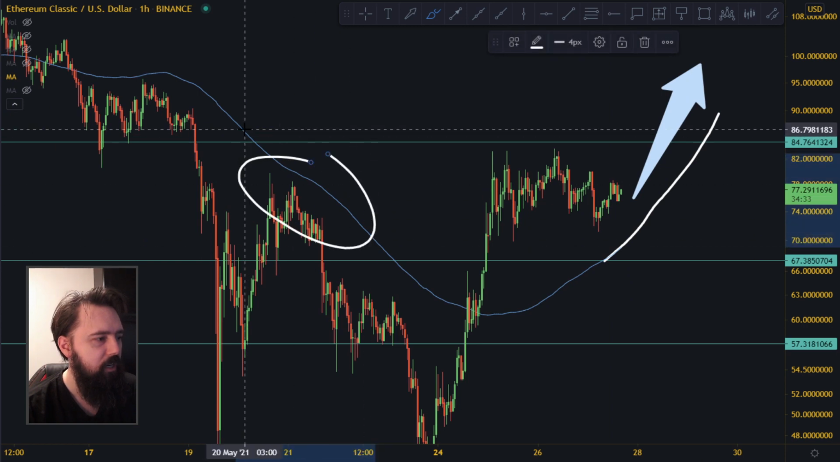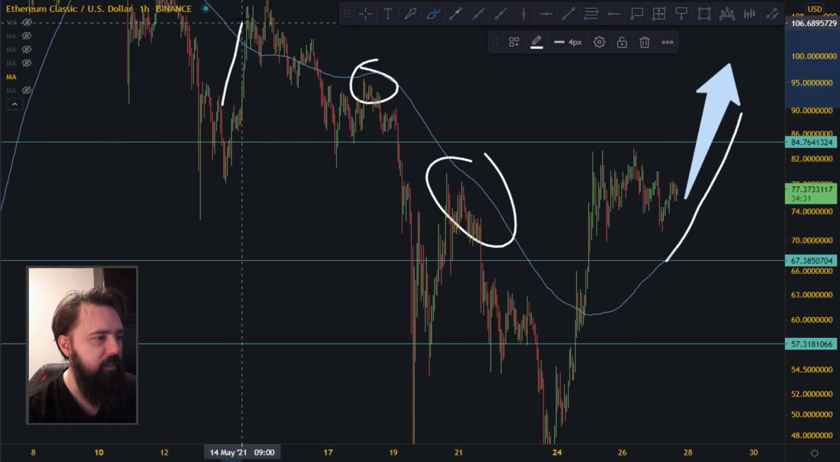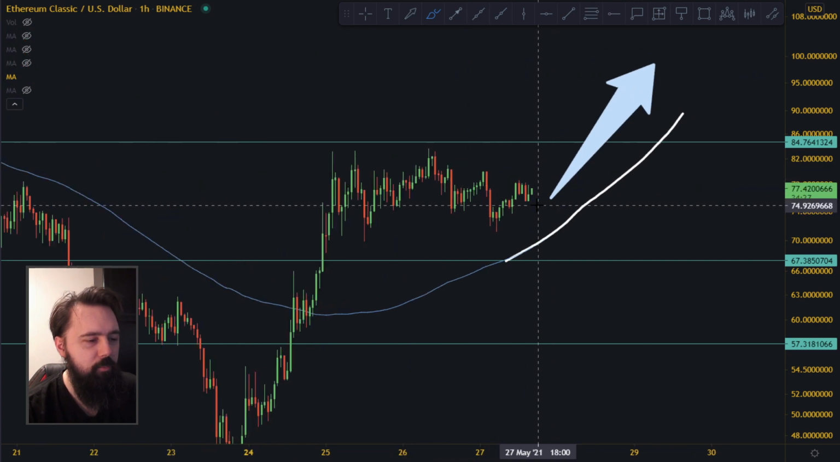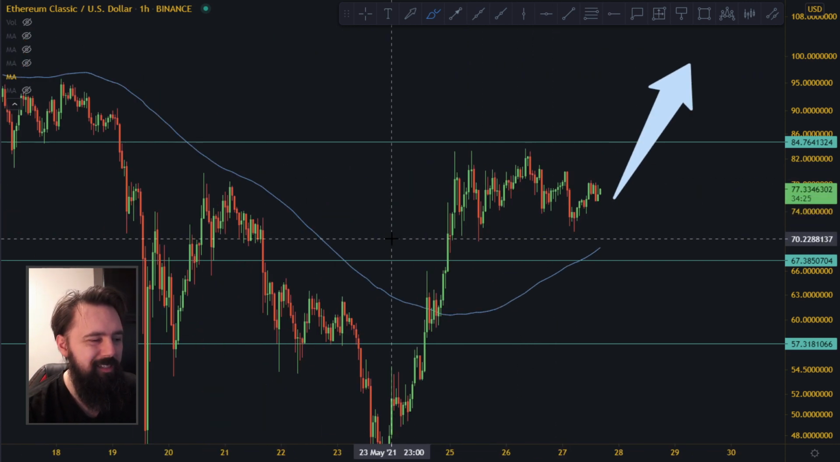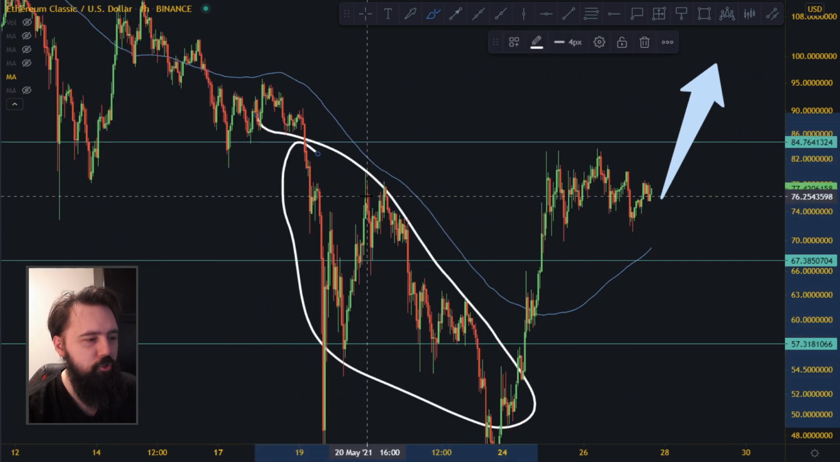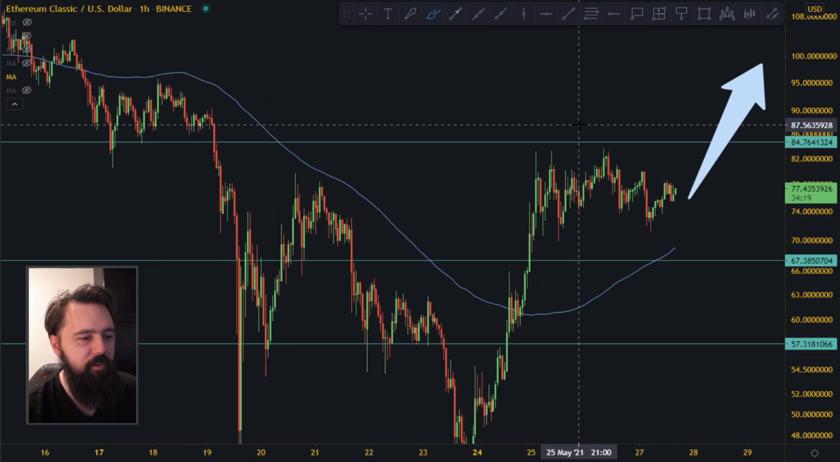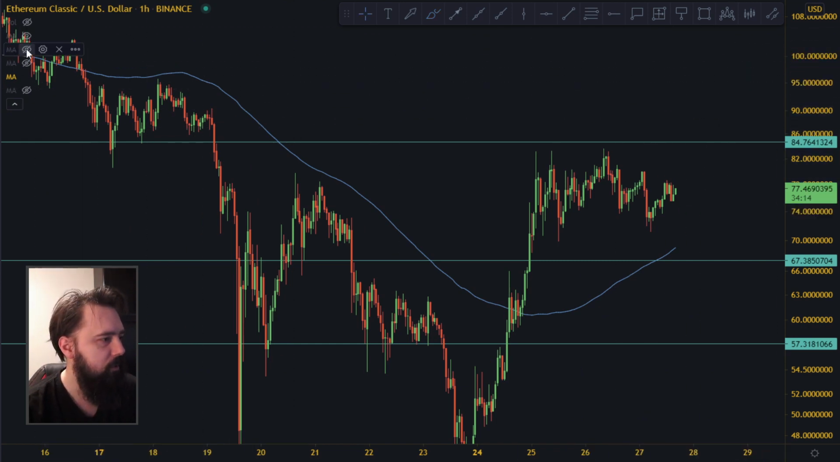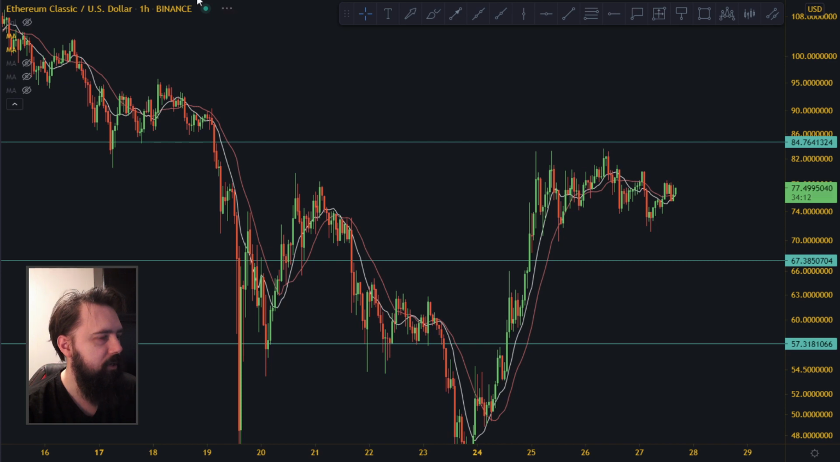Because you can see here, it didn't hit the line, here it hit the line, here it broke it and kind of held it. But it doesn't have to hit this 100 moving average. It doesn't seem to be that important, but it is. As long as we are above it, it seems to be a trend maker on the 1-hourly time frame. So that might be the thing to watch out for. Let's pull out the other moving averages and go back to the 4-hourly time frame.